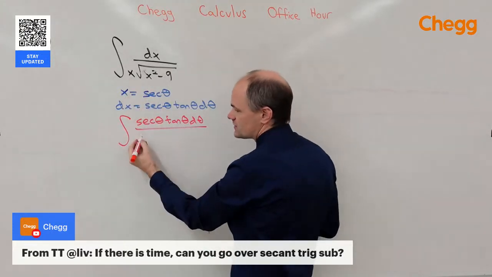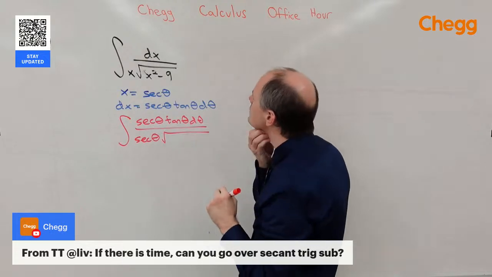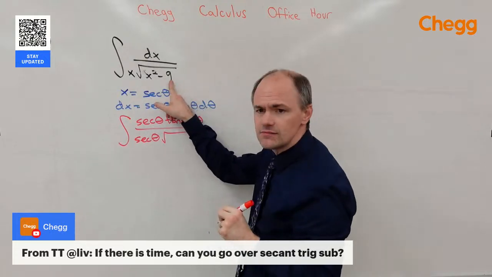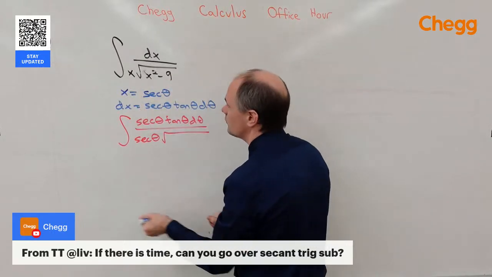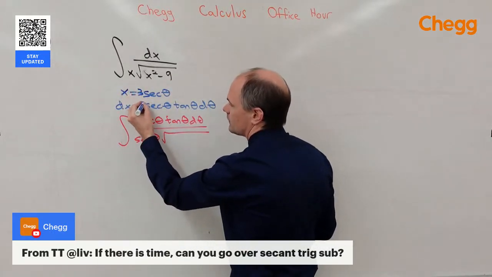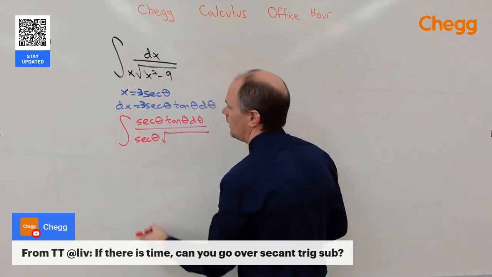all over x, which is secant, times the square root. Oh boy, I missed the 9. Yeah, we need to put the square root of 9 in here. The square root of 9 is 3. So there should be a 3 in there, which means there's a 3 here.